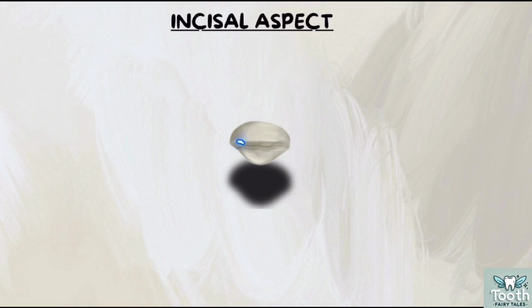And here incisal ridges are clearly appreciated. Mesio-incisal angle and the disto-incisal angle are also clearly appreciated. And the cingulum is located at the cervical line. And when you draw a line from the mesio-incisal angle towards the cingulum and the disto-incisal angle towards the cingulum, the distance from the cingulum to the disto-incisal angle is longer.